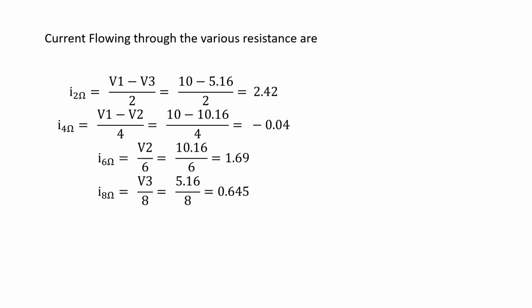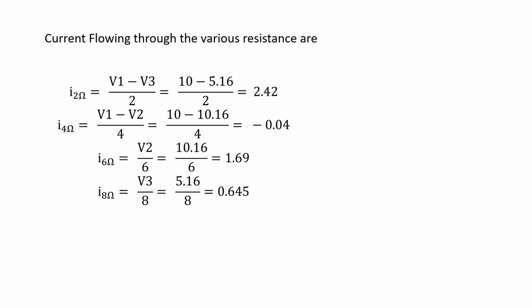Finally, as per the question, we need the current flowing through each resistance. We know I2 is nothing but V1 minus V3 by 2. Substitute the values of V1 and V3 and we'll get the answer 2.42. Similarly, we know the voltage of V1 and V2, substitute the values, and we'll get minus 0.04. Finally, the 6 ohm current is V2 by 6, with 10.16, and the 8 ohm current is V3 by 8. So it is 1.69, and the 8 ohm current is 0.645. This is the current we get.